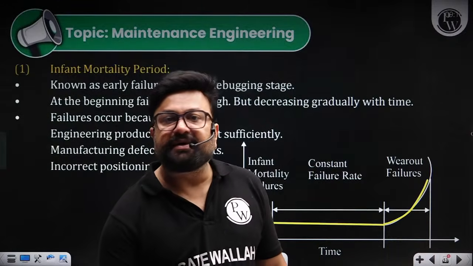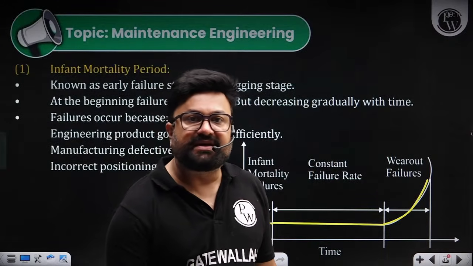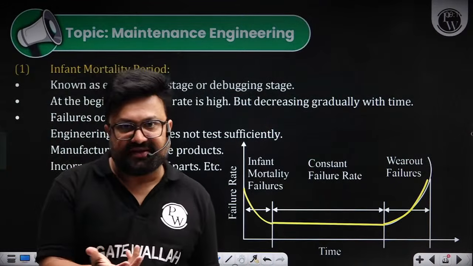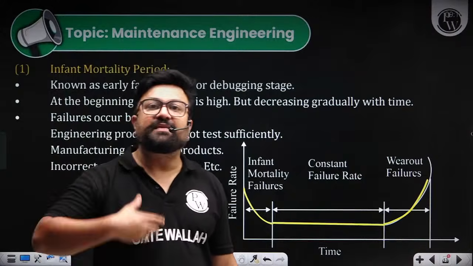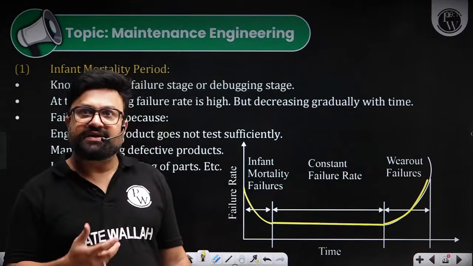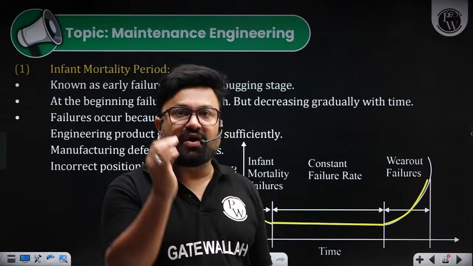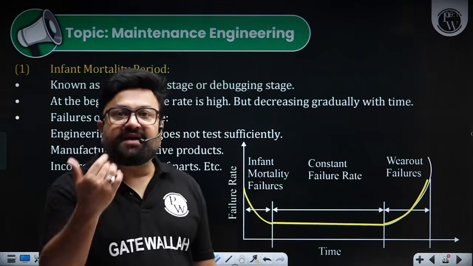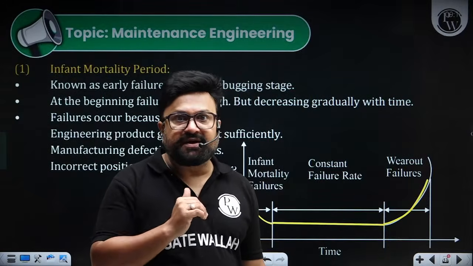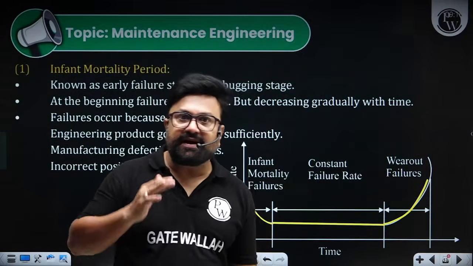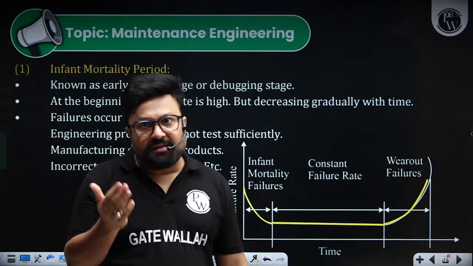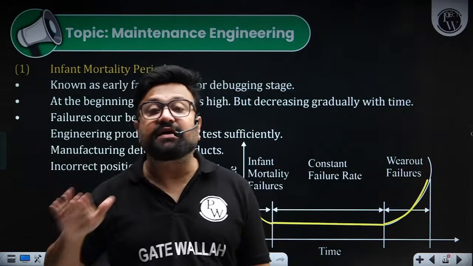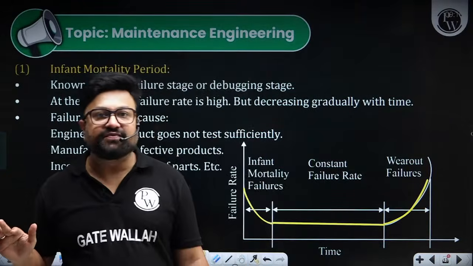Infant mortality period is basically when the component is new, right? It's known as the early failure stage or debugging stage. If some error comes because the component is new, it is obvious that some error will occur. So at the beginning, the failure will be unpredictable and at a very high rate. At the beginning, failure rate is high, but as time goes on, the failure rate gradually decreases with time.